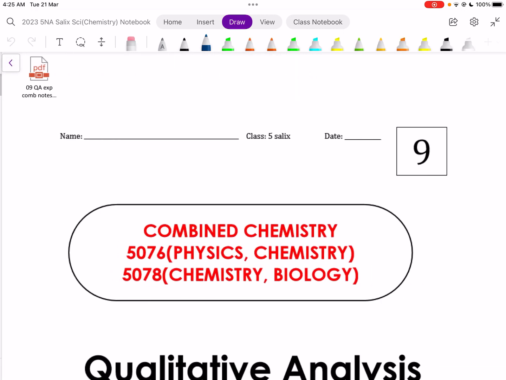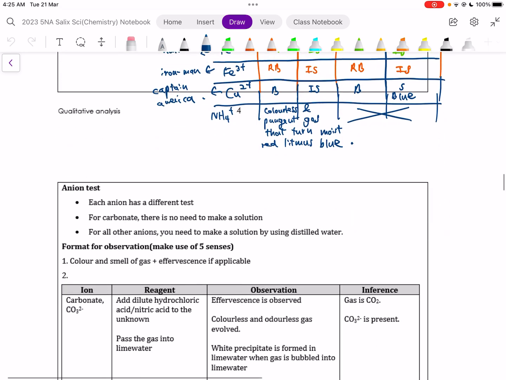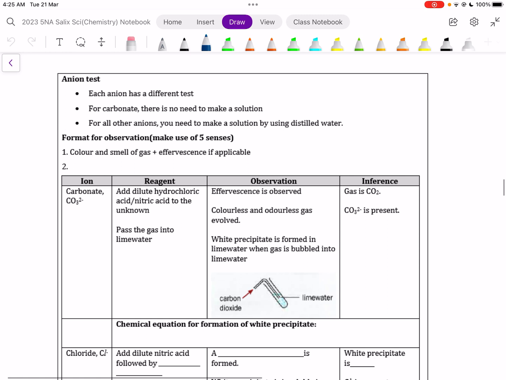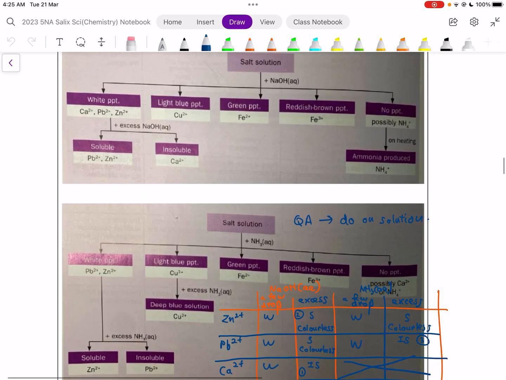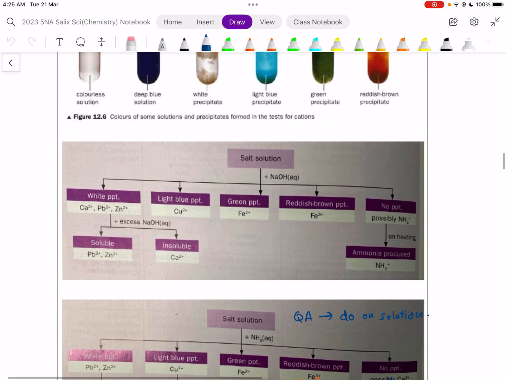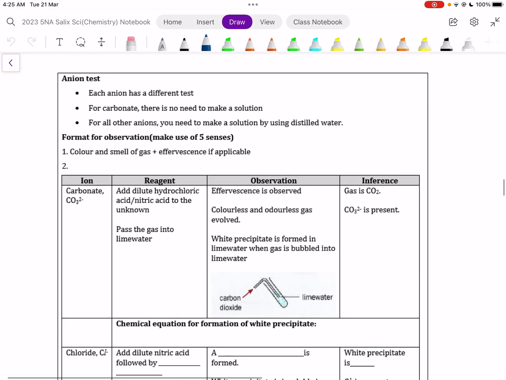Okay, so this is page 5. Today we'll be doing the anion test, as well as the test for gases. Earlier on, for the cation test, we have done quite a few. You should have done this video during your HBL, or during your March holiday. So let's take a look at the anion test for today.